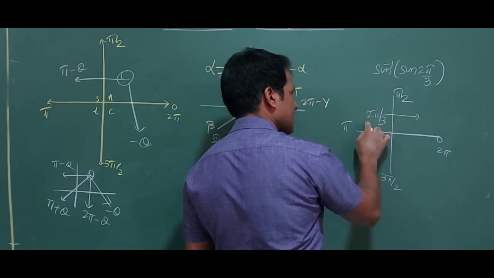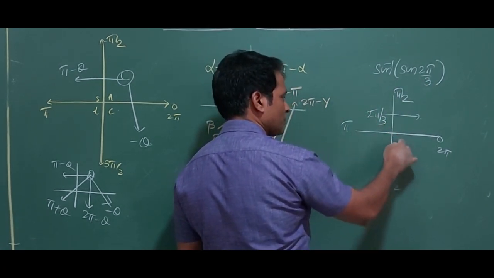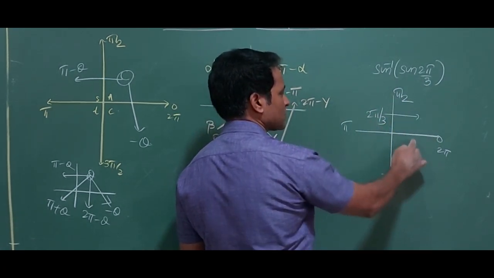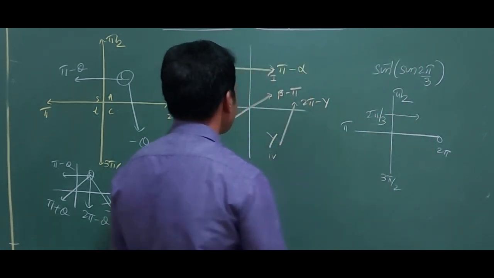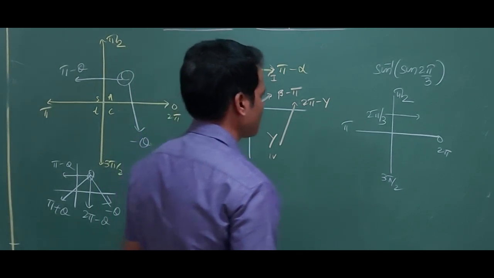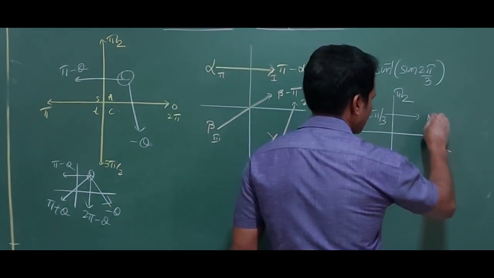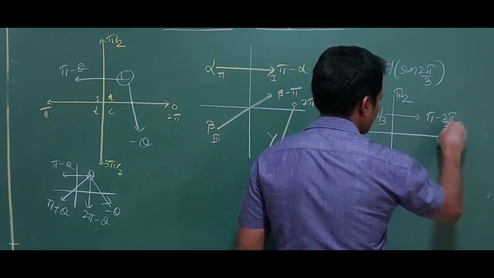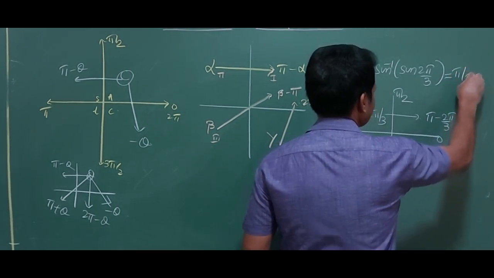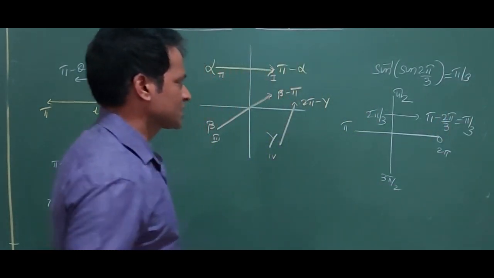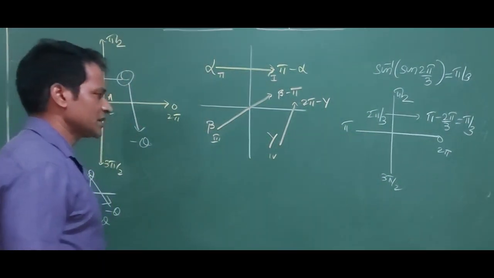So sine 2 pi by 3 is in second quadrant, normal trigo, all students take coffee, sine is positive here, so transfer it to first quadrant. Why to first quadrant? Because I need a positive value. So what is the value, how to convert it? This is the way, alpha, pi minus alpha. Pi minus 2 pi by 3, that's the value pi by 3. So its answer is pi by 3. Sine inverse sine 2 pi by 3 is pi by 3.